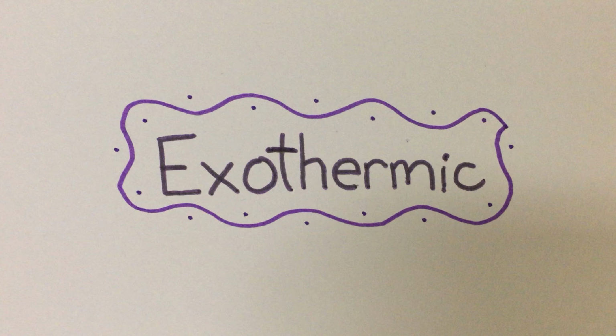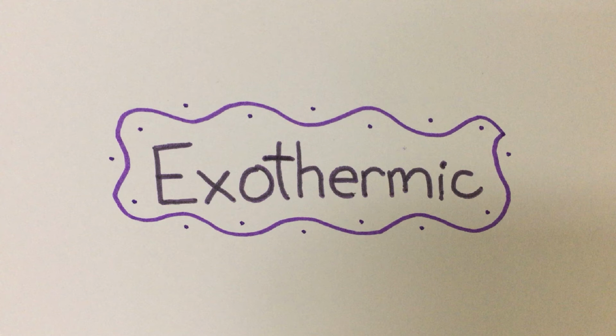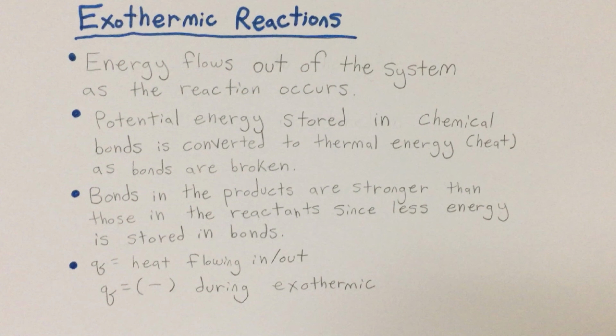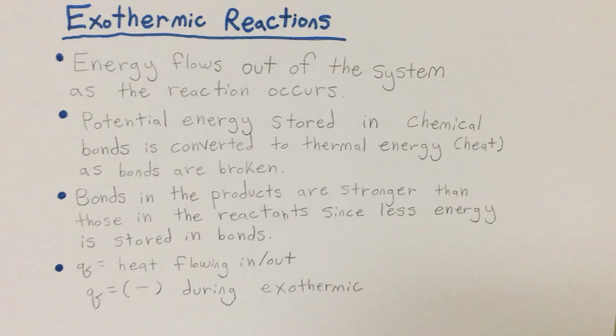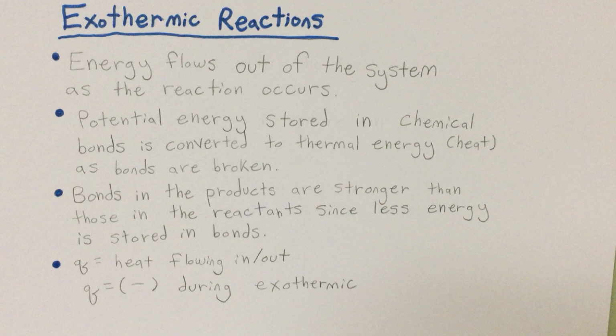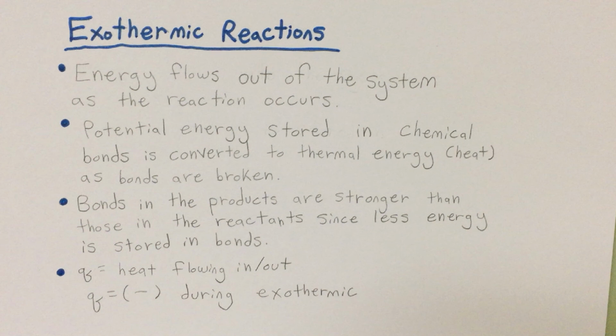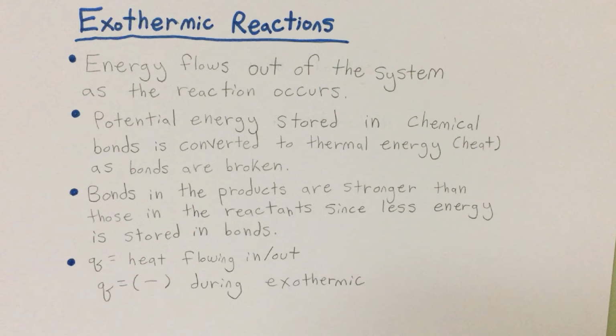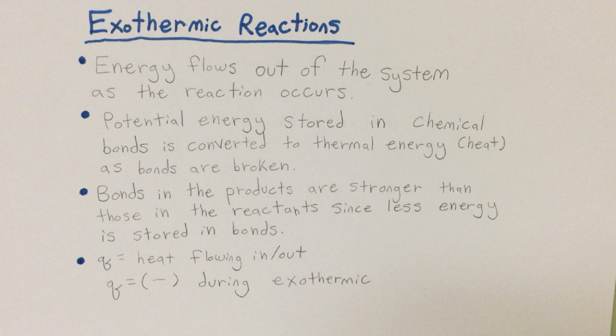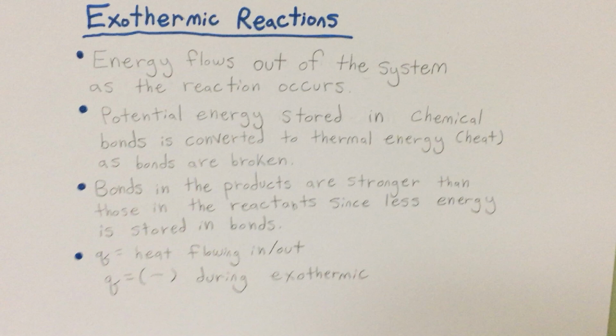Exothermic reactions. These reactions are characterized by energy leaving the system during the reaction. Potential energy stored in chemical bonds is converted to thermal energy, released as heat, when the bonds are broken. The bonds in the products are stronger than those in the reactants because there is less energy stored in them. In this case, Q would have a negative value because energy is released from the system.